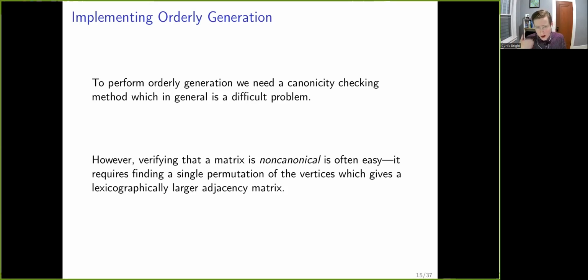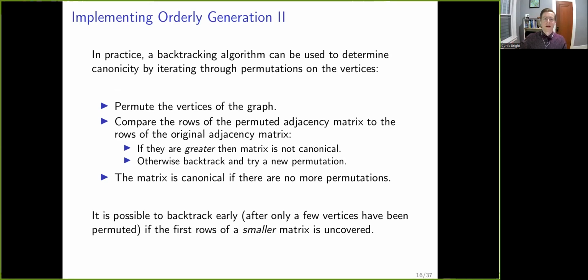But then the problem is, what about the case where the matrix is canonical? In this case, you kind of have to go through every possible permutation, which is just, there's so many of them, right? You can do a bit of a clever thing and do some backtracking search here. So the idea of how you would test that a matrix is canonical is something like this. You come up with a permutation of the vertices, and you apply the permutation to the matrix, and you get a new adjacency matrix. And you compare the two, right?